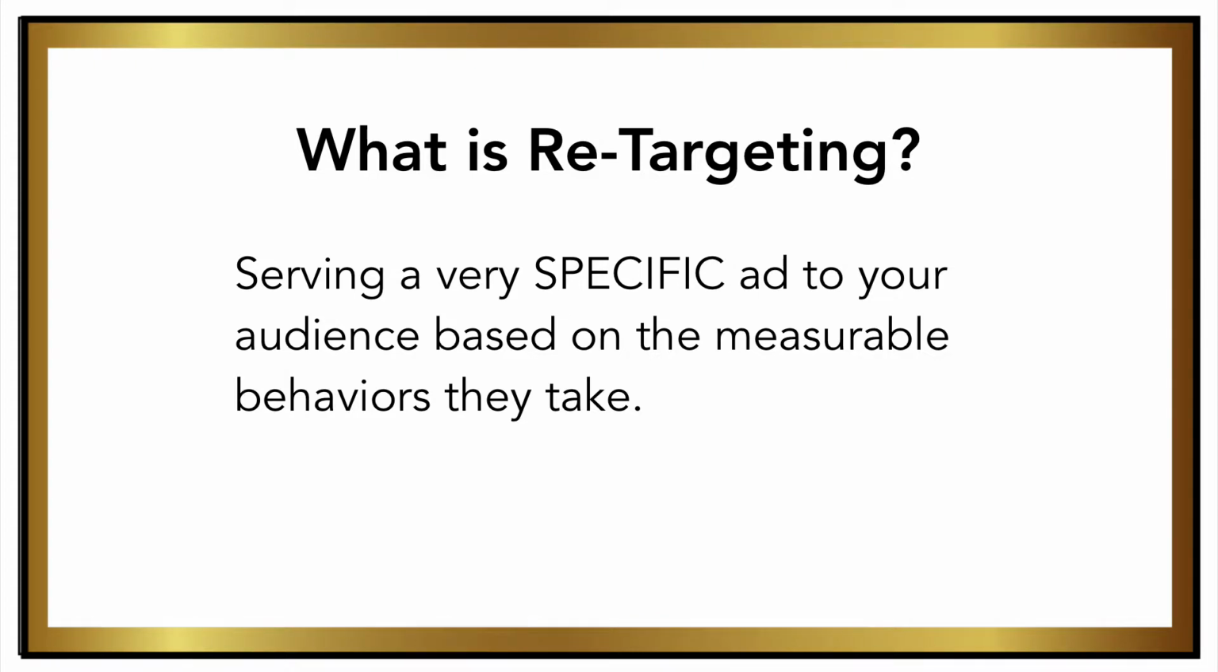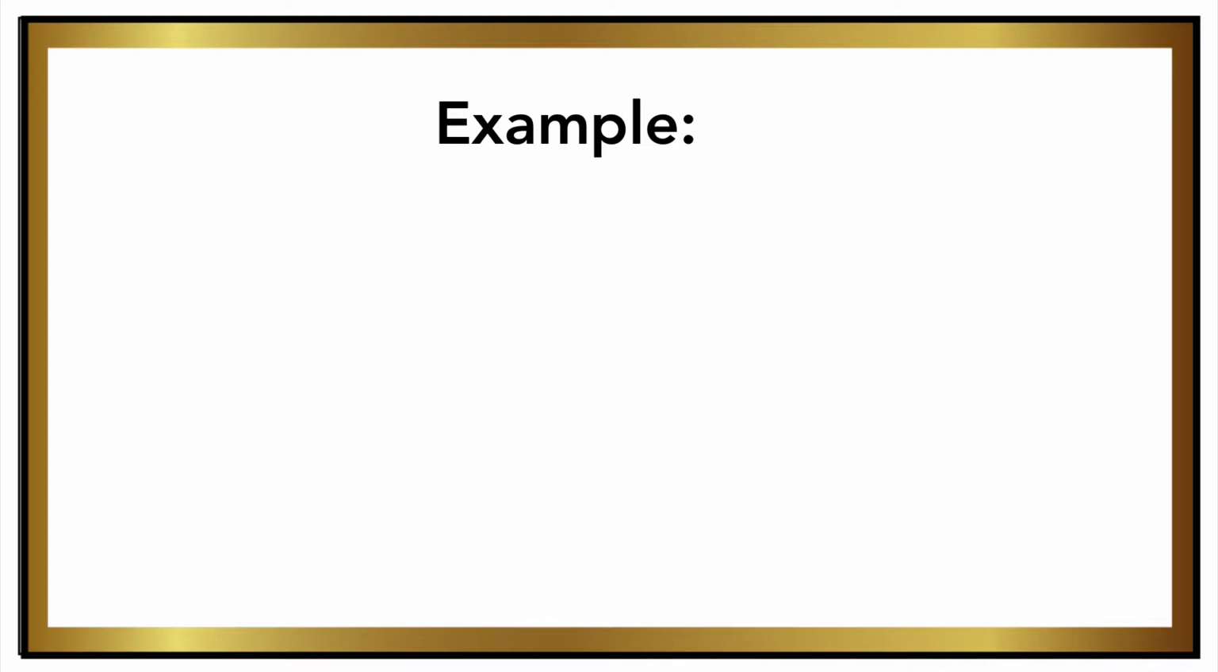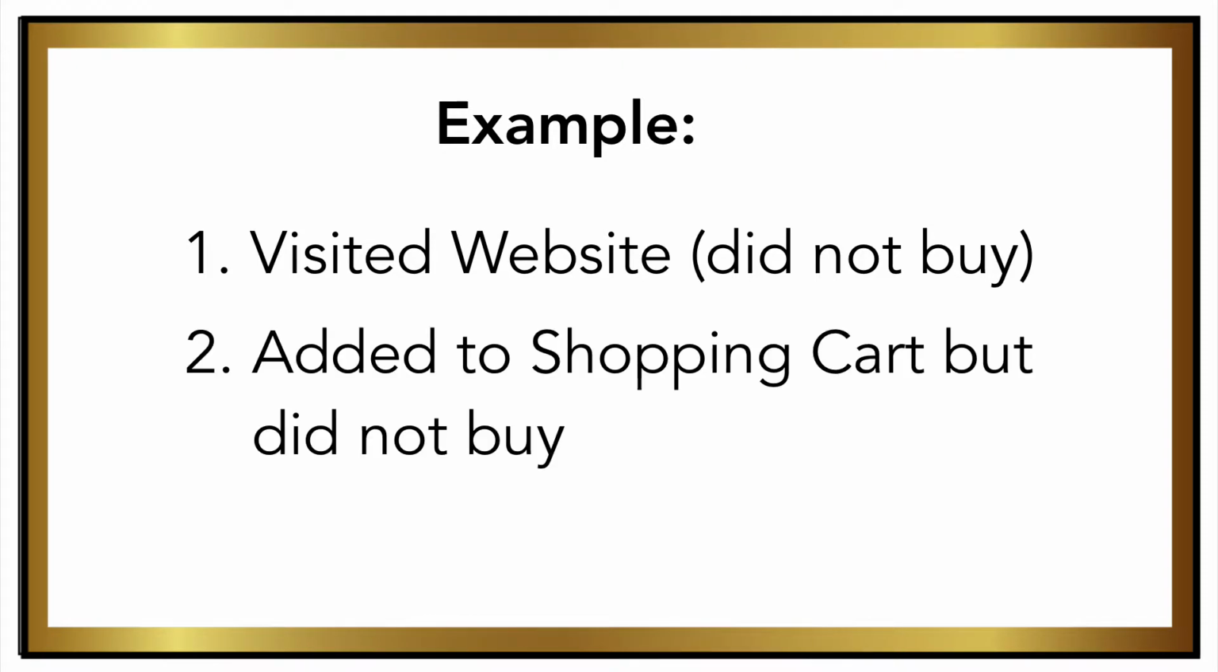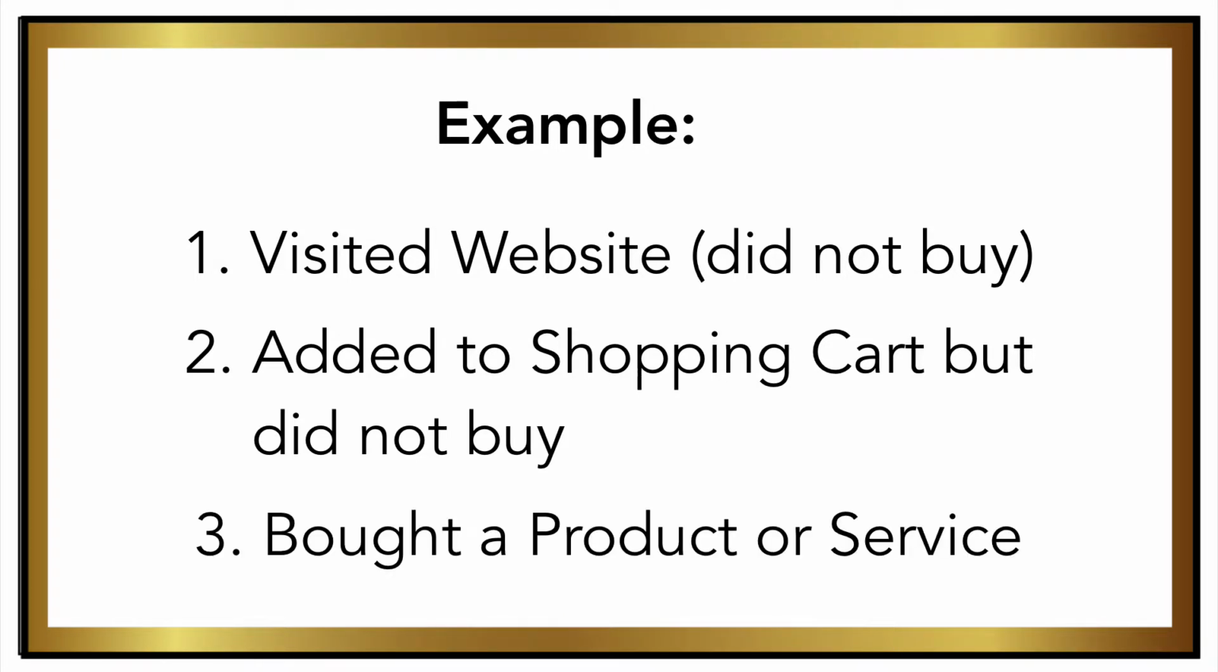For example, you would configure the pixel to group website visitors into 3 different categories: those who visited your website, those who visited your website and added a product or service to their shopping cart but then closed their browser before they made the purchase, and finally, the people who visited your website and actually did make a purchase.